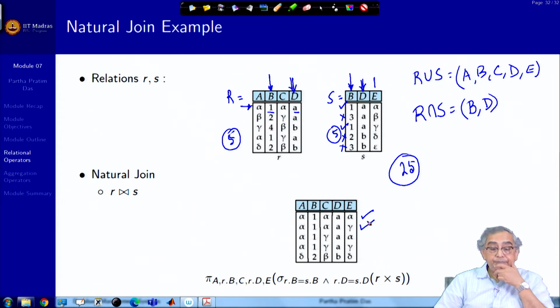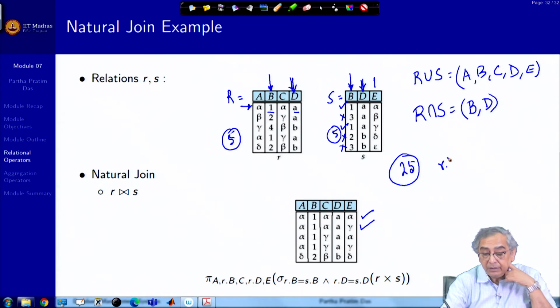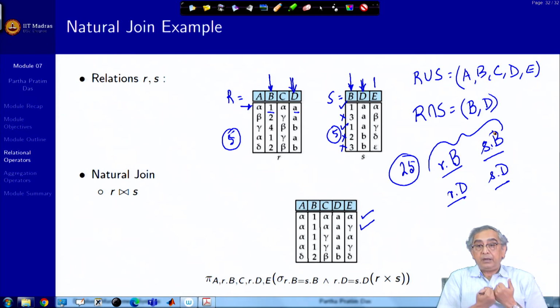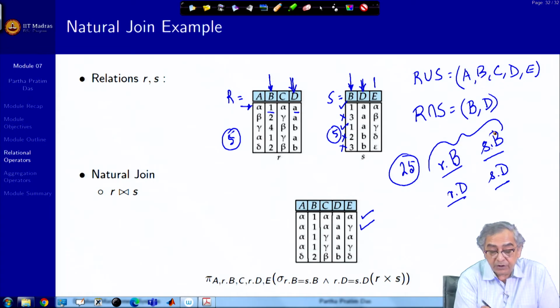So, what will happen in natural join? R dot B and S dot B necessarily, similarly R dot D and S dot D, these two will necessarily have identical values in the columns, because that is how you have chosen them. Similarly, let us say if you take the next one, 2A, there is no 2A. So, this entire thing will not produce anything. Take the next one, you have 4B, there is no 4B here, the entire thing will not have anything. Then you have this which has 1A. So, again you will have 2 of these.